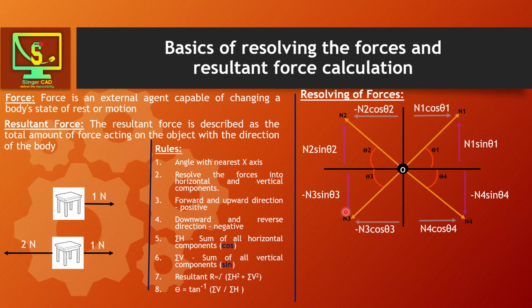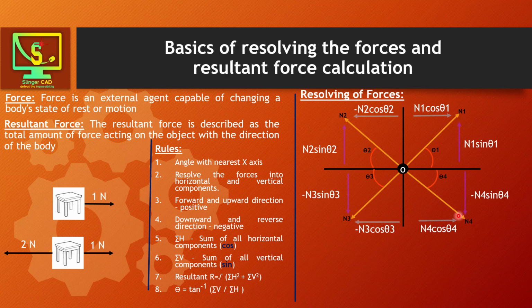After that, we resolve this N3 into horizontal and vertical components like this. It is in a reverse direction, so minus, and this is in downward direction, so minus. For the horizontal component we give cos, so minus N3 cos theta 3. For the vertical component we give sine, so minus N3 sin theta 3.